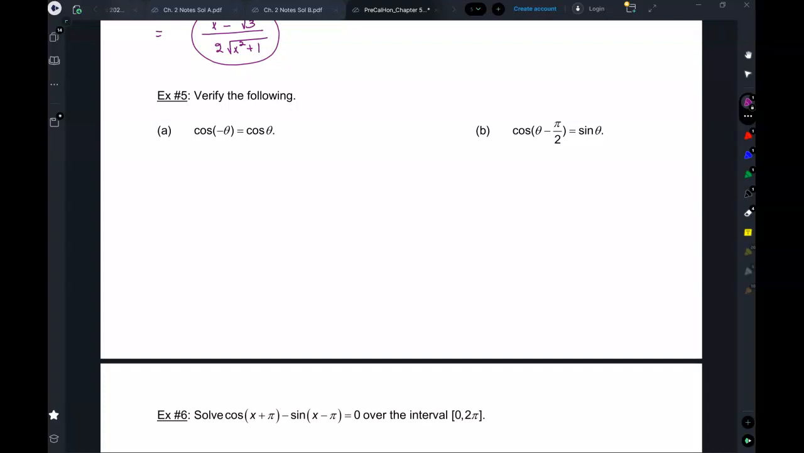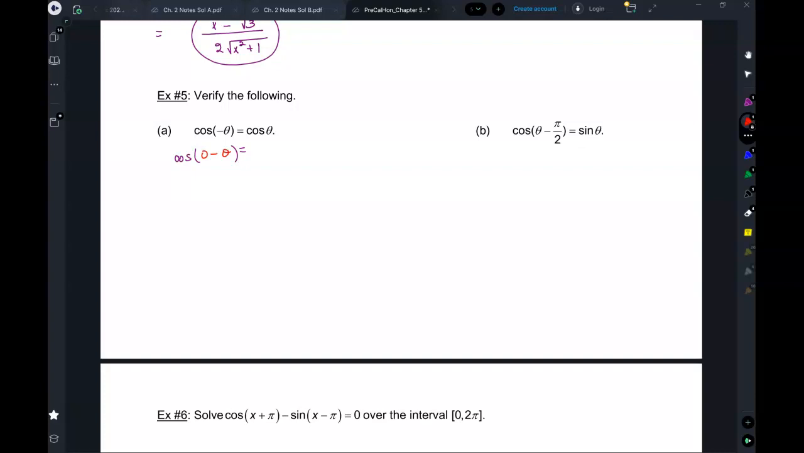So here we have cosine of negative theta. Basically what we're going to do is work just on the left side, and then eventually we're going to end up with the right side. So cosine of negative theta. How do you write negative anything? Well, one way of writing negative anything is 0 minus that number. So instead of saying negative 3, can I just say 0 minus 3? That's the same thing, right? So now if I have cosine of something minus something, all of a sudden it's a sum and difference identity.